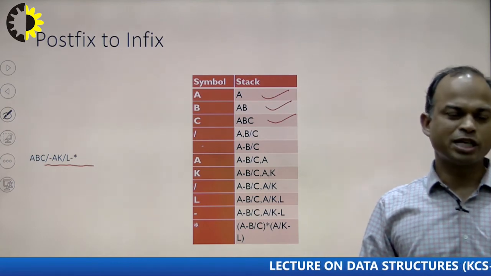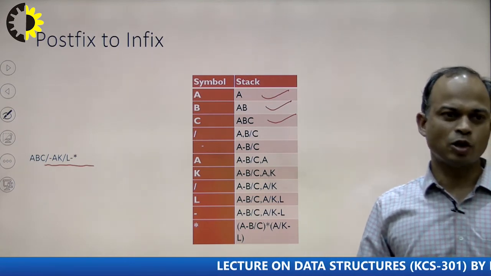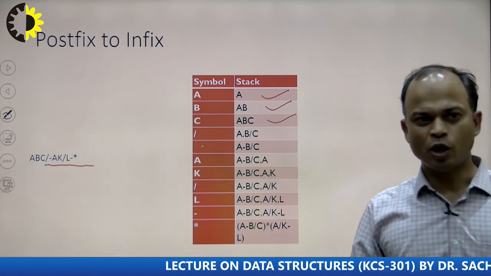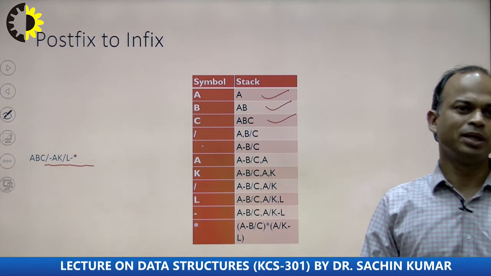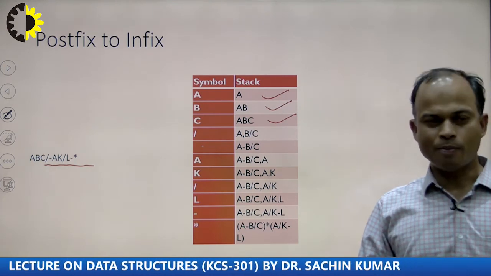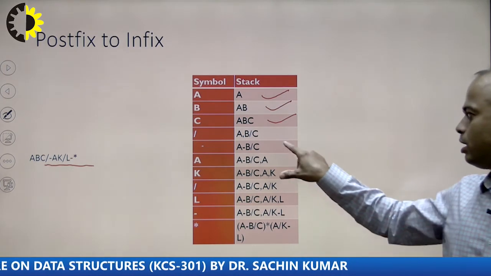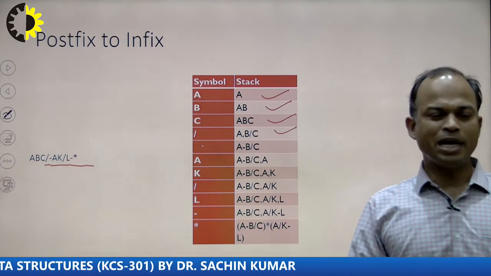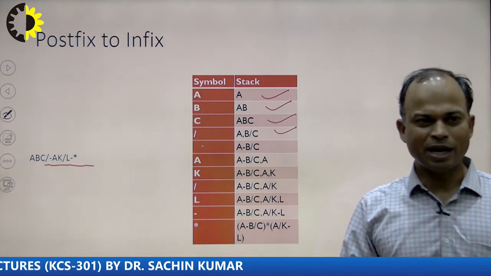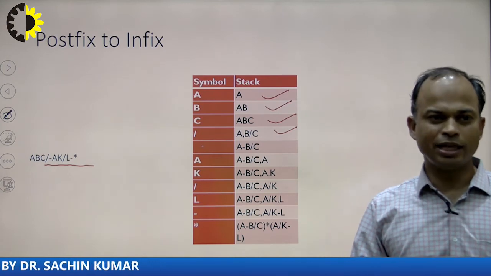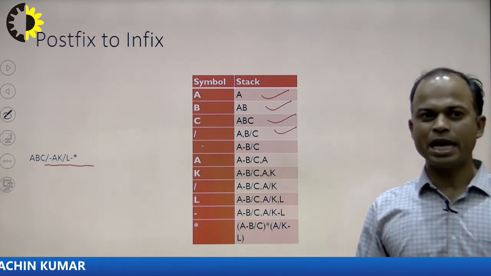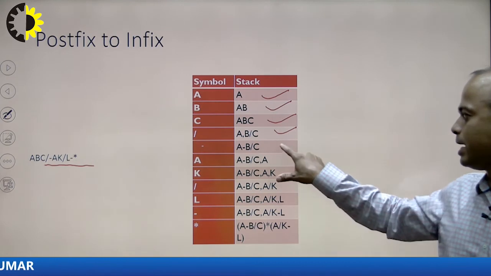Whenever an operator comes, we have to apply this operator onto the last two values of the stack. Therefore we have b divided by c on the stack, and now we have the minus symbol. Further, minus is applied on the last two values of the stack. Therefore our stack becomes a minus b divided by c.